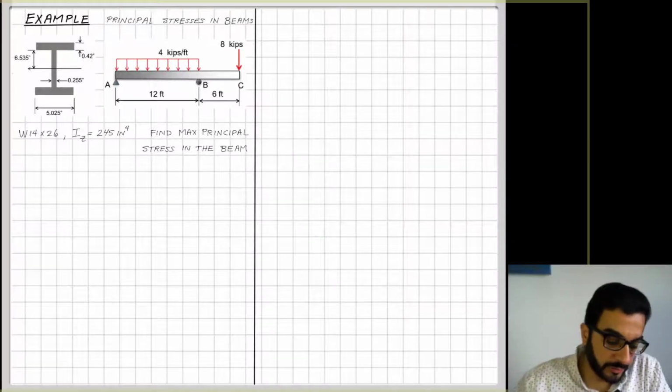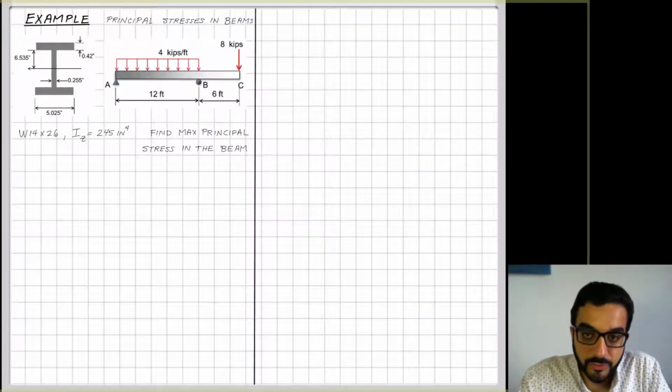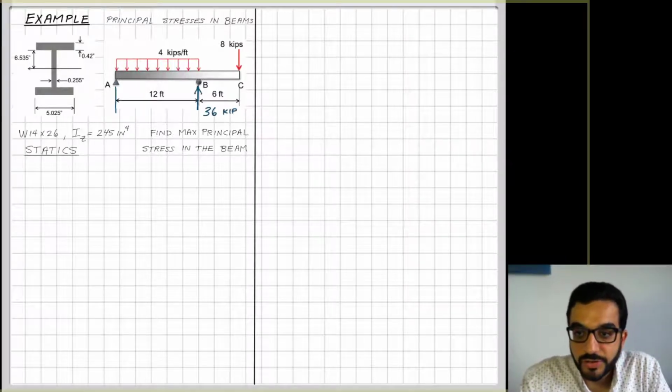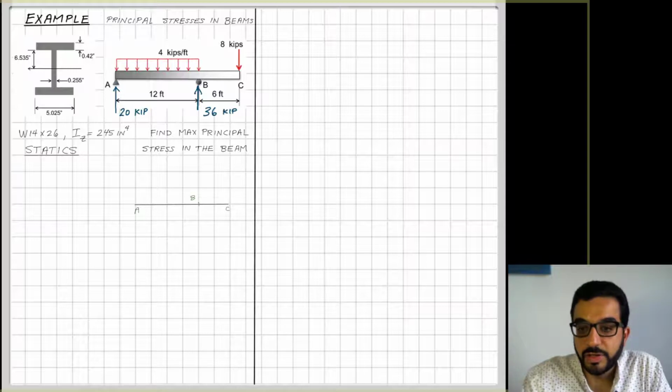So the first thing you need to think about is where is really the critical section here. To find the critical section, you have to do statics. So start with statics, finding reactions. We'll not go into the statics in detail, but we have to do them to be able to do the strength of materials analysis that we'll do. So considering these reactions, then I will draw my shear and moment diagram.